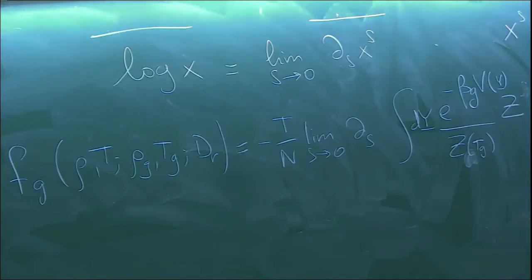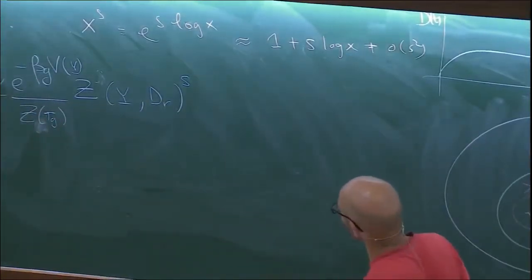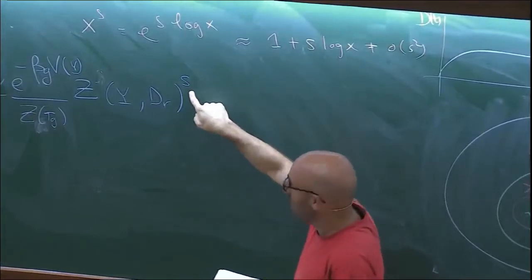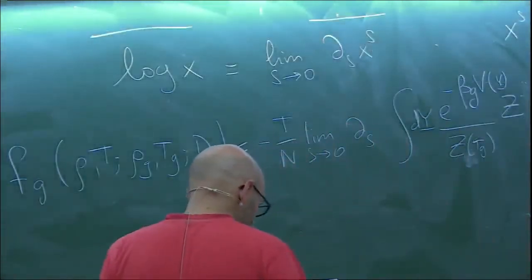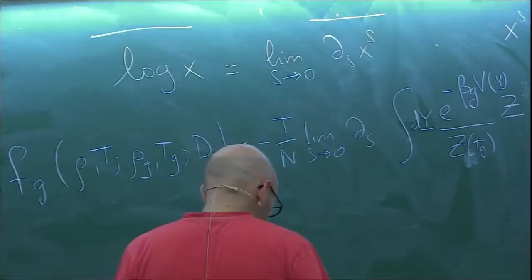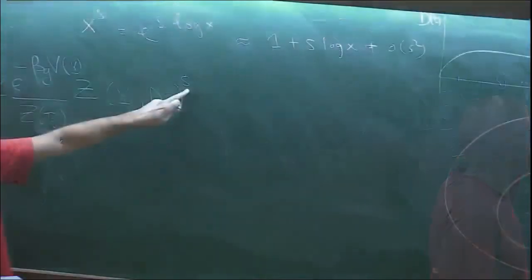So, okay, written like this, you don't gain much because computing the average of a log or computing the average of a power is the same difficulty. But if the power is an integer, then it's much easier. So what happens if the power is an integer? For example, if s is equal to 2, then I have two partition functions.